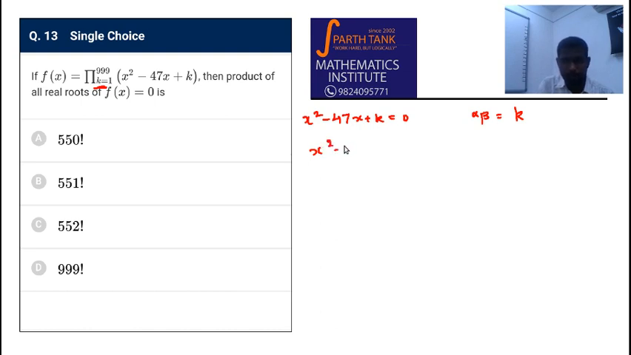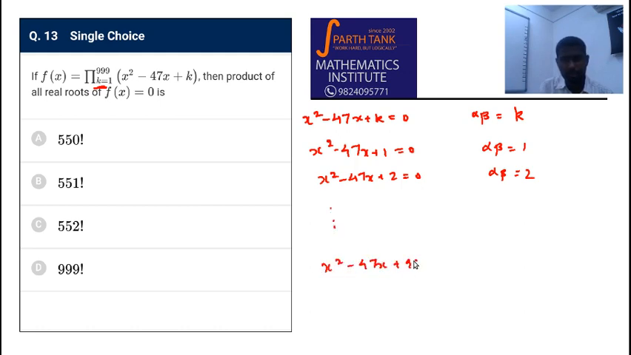Therefore, x squared minus 47x plus 1 is equal to 0. The product of the roots will be 1. When it is x squared minus 47x plus 2 is equal to 0, the product of the two roots here will be 2. And so on, up to x squared minus 47x plus 999 is equal to 0. The product of the roots is going to be 999. So the product of all these roots is going to be 1 into 2 into 3 into 4 into 5 up to 999. And the answer is going to be 999 factorial.